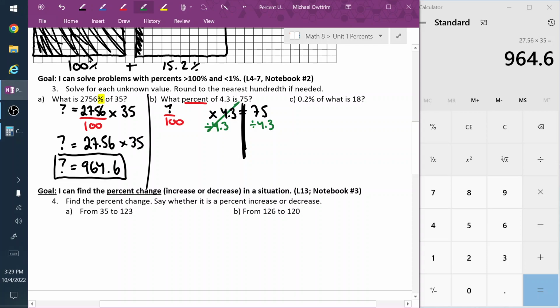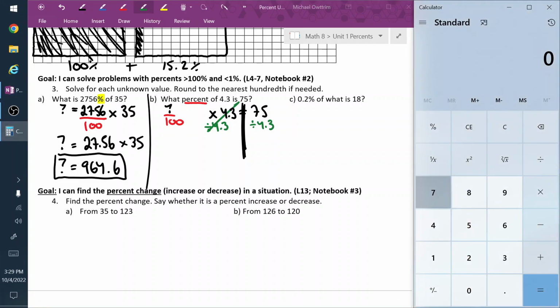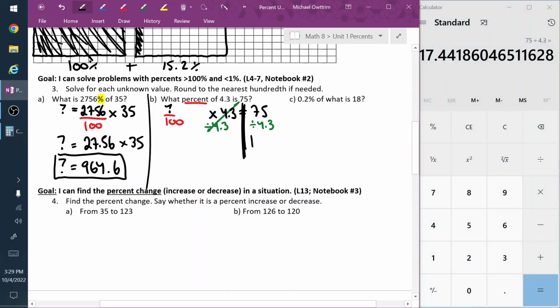And on the right side, we can do that calculation. 75 divided by 4.3 gives us this decimal here. I'm going to write down a couple of digits of that. 17.4418. On that left side, we still have our question mark and we still have our out of 100. Now, the next thing I need to undo is the out of 100 part. Out of 100 means dividing by 100. The opposite of dividing by 100 is multiplying by 100.